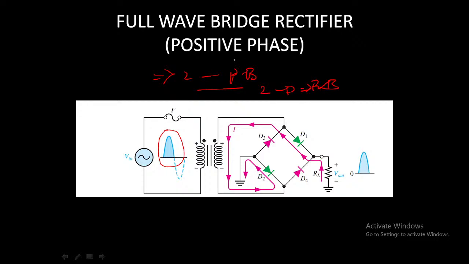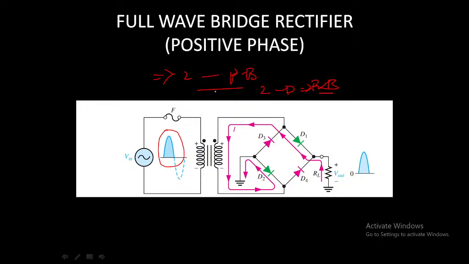So two diodes work in forward bias and two work in reverse bias when the input positive phase occurs, and if the negative phase occurs, then the diodes which were forward biased become reverse biased and the reverse biased ones become forward biased. That we will discuss in detail. So typically we have four diodes, and this is the typical circuit of a full wave bridge rectifier.